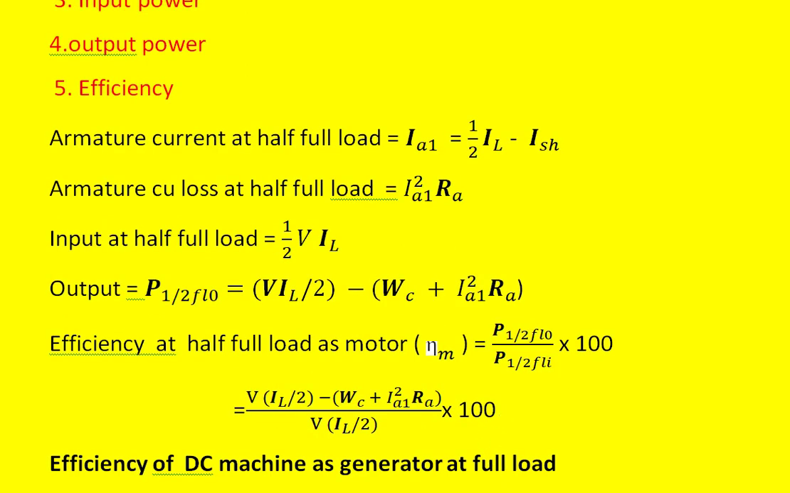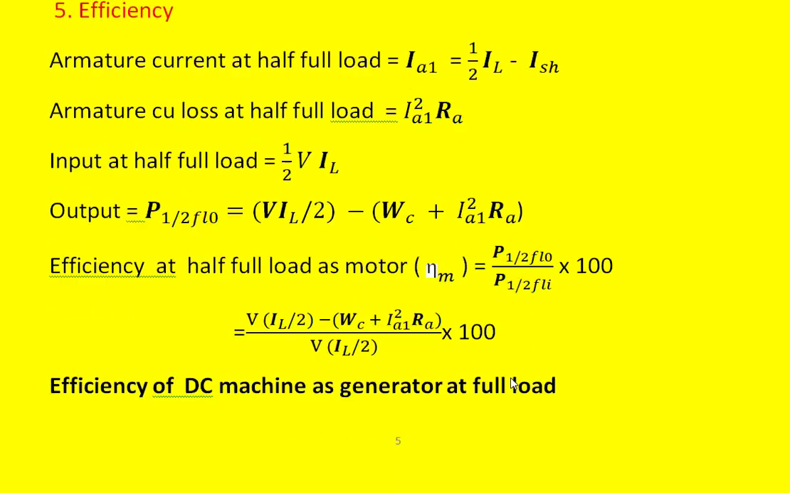So next, this is how we calculate when the DC machine acts as a DC motor and works at full load, and when it works at half full load. So we have seen efficiency at half full load and full load.